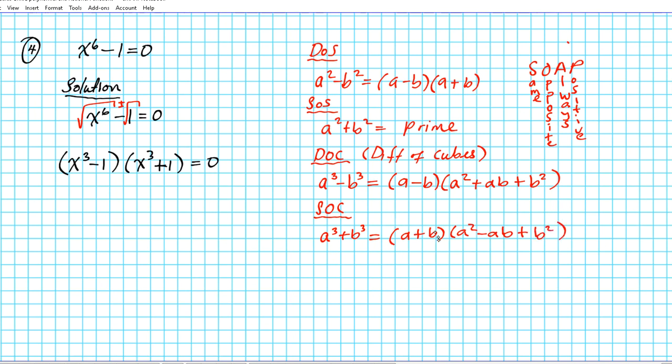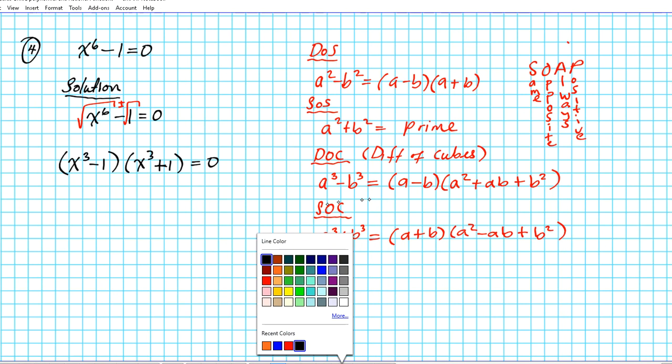Okay, so we're going to use this formula to factor x cubed minus 1 and x cubed plus 1. For the first one, you can clearly see that a is x and b is 1. This is a cube because 1 cubed is 1. So if we apply this formula here, a is x and b is 1.